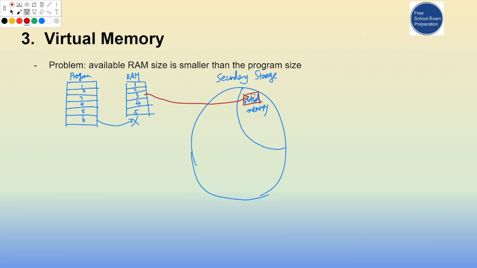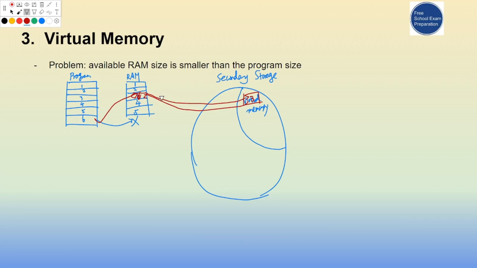So 3 will be here. So once 3 goes to here, the RAM has one empty space. So page 6 can go to this place, right? And then the CPU will execute this page 6. And once the execution is done, there is another empty space. So page 3 can be swapped back into this space.